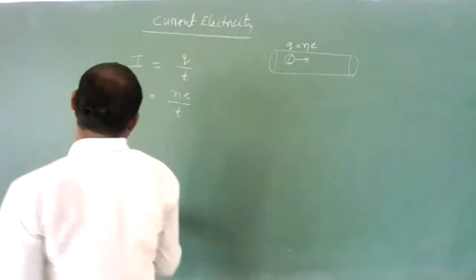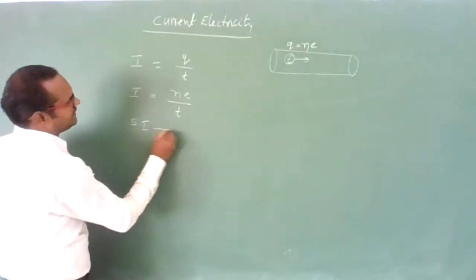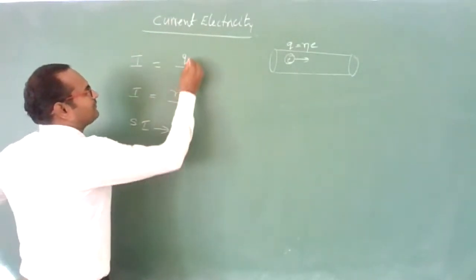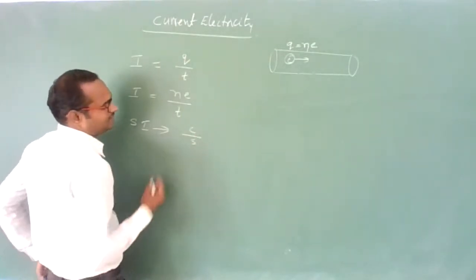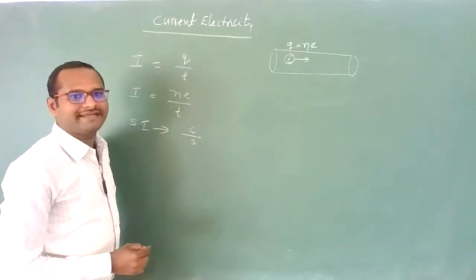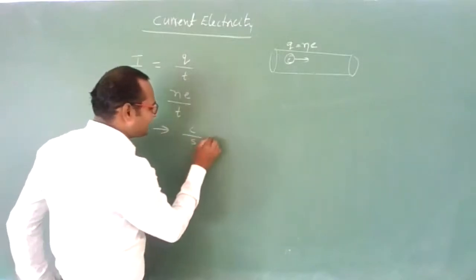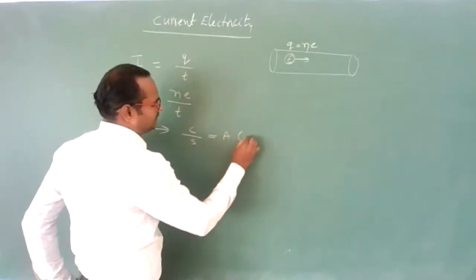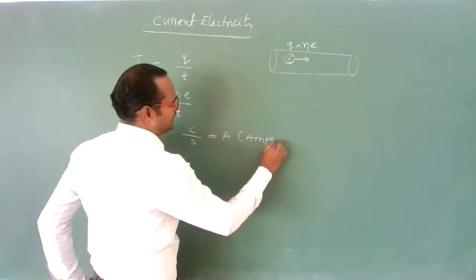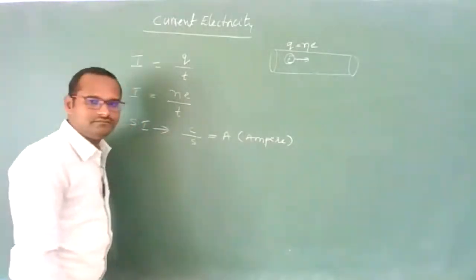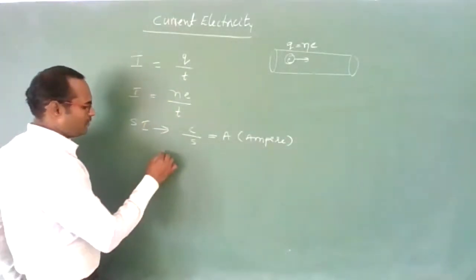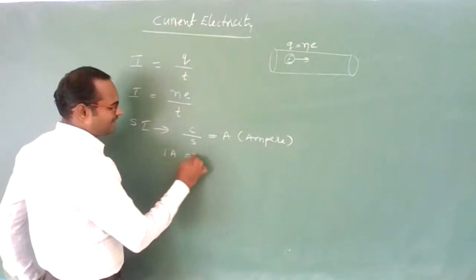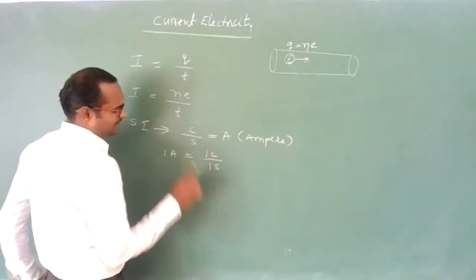And what will be the SI unit of this current? For charge, the SI unit is coulomb, and for time, the SI unit is second. So coulomb per second is the SI unit of current, and it is written as ampere. Let us define 1 ampere. 1 ampere is nothing but 1 coulomb per 1 second.